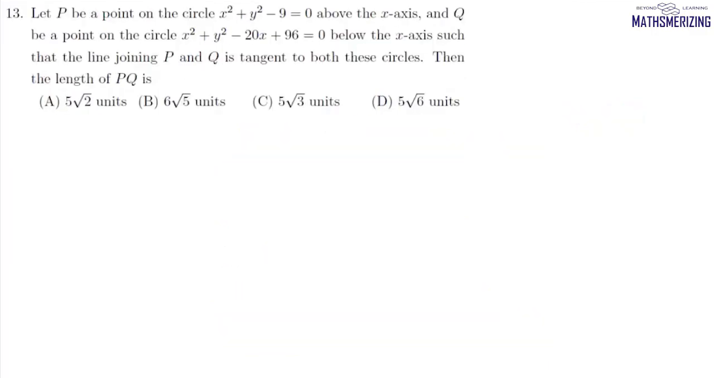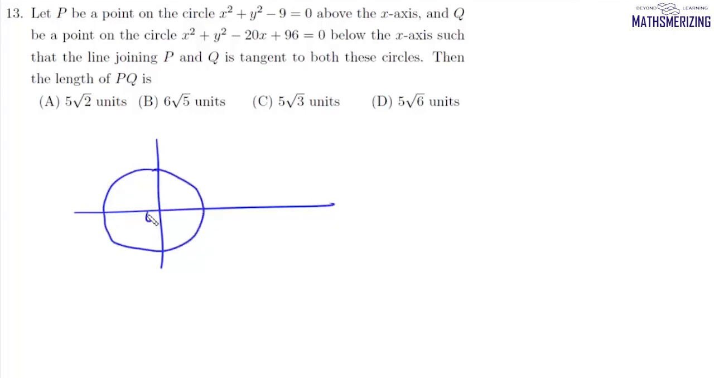Now question number 13 is, let P be a point on the circle x square plus y square minus 9 equals 0. So it is a circle with center at origin and radius 3 units. And this other one is a circle with center at 10, 0, and here the radius will be simply 2 units.